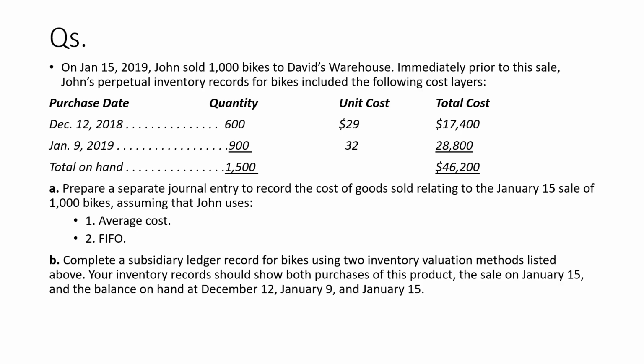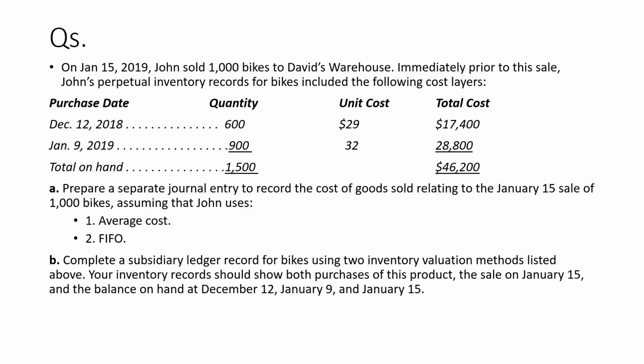John's company purchased 600 bikes at a price of $29, and the total cost was $17,400. Similarly, on January 9, 2019, they purchased 900 bikes at a per unit cost of $32, and the total cost is $28,800. The total cost for all purchases is $46,200 and the total quantity purchased is 1500 bikes. And on January 15, John is selling 1000 bikes. So in the warehouse they have an inventory of 1500 bikes and they have sold 1000 bikes out of those 1500.